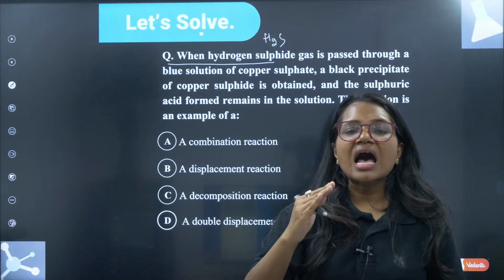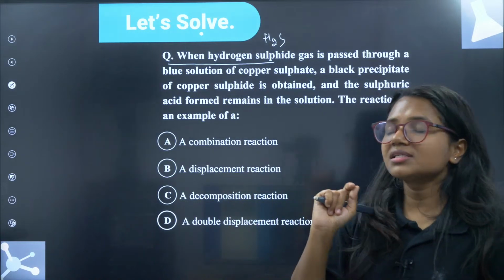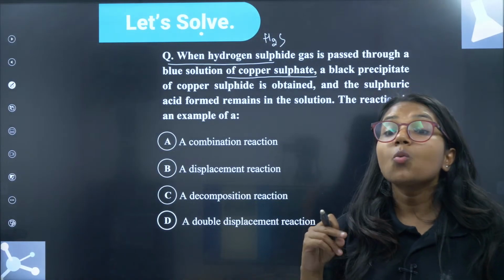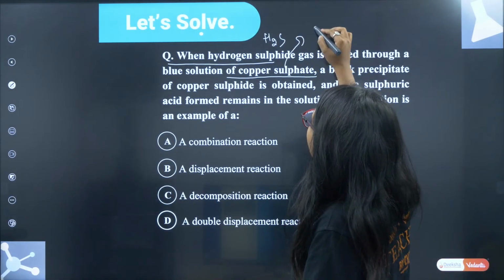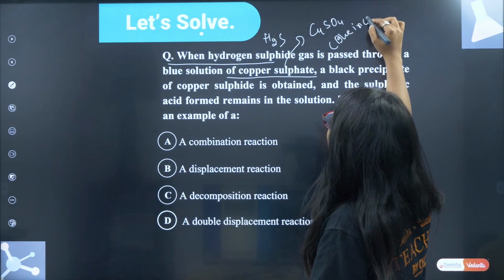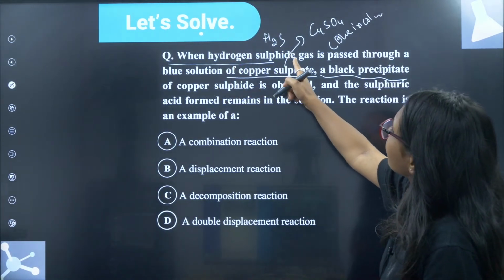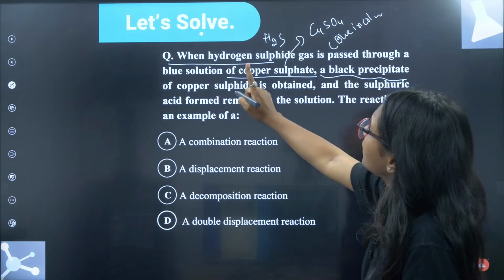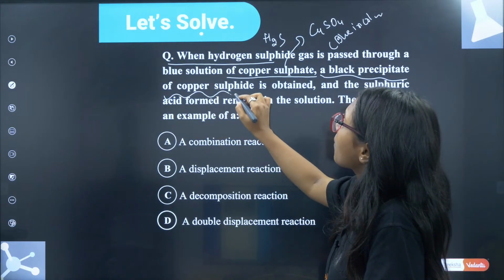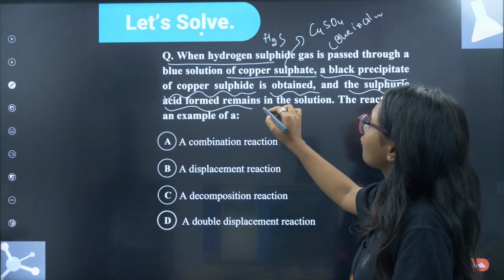When hydrogen sulfide gas is passed through a blue solution of copper sulfate. What is the formula for copper sulfate? Everybody in the chat box, what is the formula for copper sulfate? It is CuSO4 and it is blue in color. Okay, a black precipitate. When hydrogen sulfide is passed through a blue solution of copper sulfate, a black precipitate of copper sulfide is obtained and the sulfuric acid is also formed.